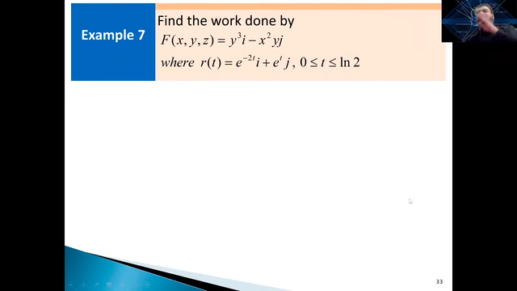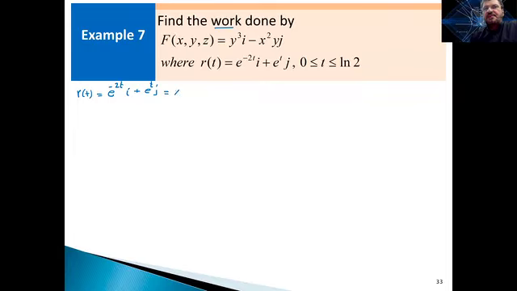Let's do this question, guys. Similar idea. What do we have? We always start with r(t). He wants to find the work done. You first look at r of t. It's e to the minus 2t i plus e to the t j. This is only in two-dimensional space.